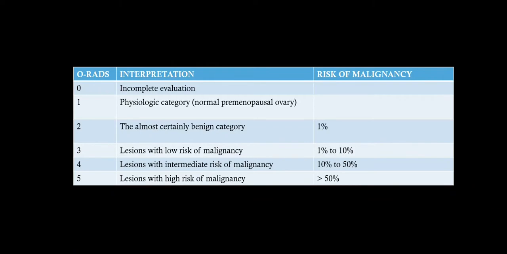Like the famously accepted BI-RADS, O-RADS also has 0 to 5 categories: incomplete evaluation, physiological category, the almost certainly benign category, which has about 1% risk of malignancy, lesions with low risk of malignancy, that is about 1 to 10% risk, lesions with intermediate risk of malignancy, that is 10 to 50% risk, and lesions with high risk of malignancy, which is greater than 50% risk.